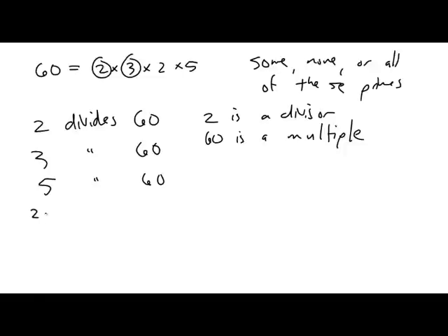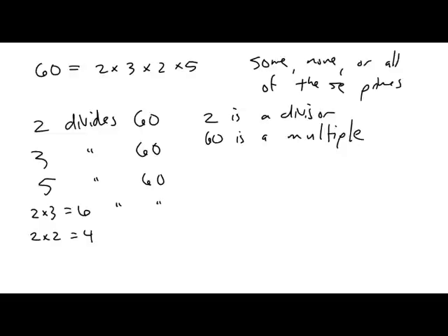We could have picked 2 of these things. 2 times 3 is 6. 6 evenly divides 60. Or we could have taken a 2 and a 2. 2 times 2 is 4. 4 evenly divides 60. What do we have to multiply 4 by to get 60? A 3 and a 5, which is 15. 4 times 15 is 60.